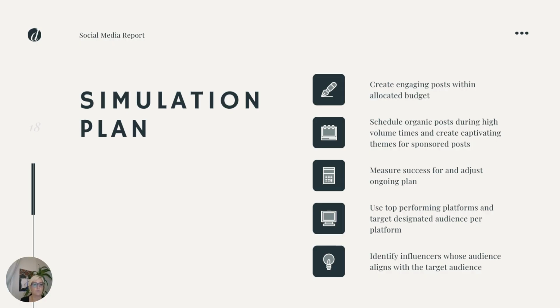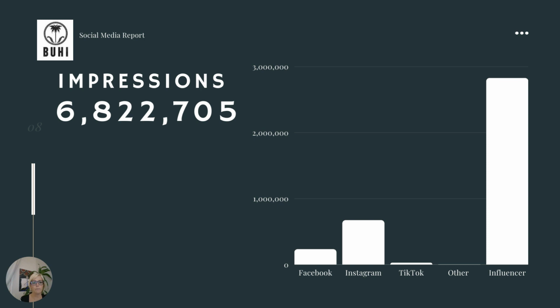So next is to continue on to a simulation plan where we would create a weekly calendar, post the content during those peak times, and then analyze it to understand what was good and what worked, what did and did not work throughout the campaign, and then adjust accordingly for the following week. These are the results of the simulation.